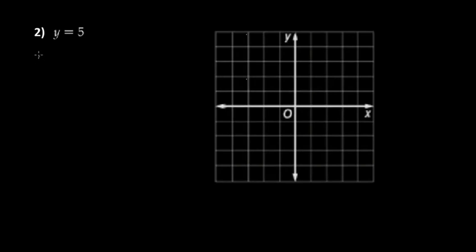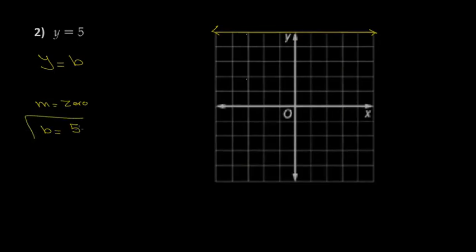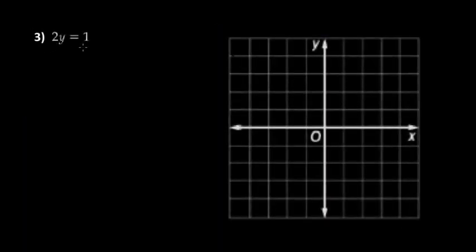y = 5 is written in the form y = b. So it's represented by a horizontal line parallel to the x-axis that intersects the y-axis at the point 5. So we draw the line passing through the point 5. The slope will be equal to 0 and the y-intercept will be equal to 5. Number 3: 2y = 1.